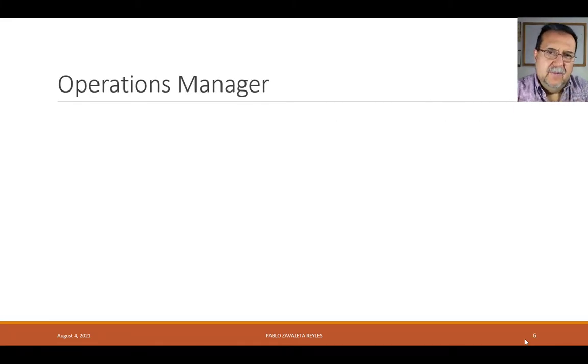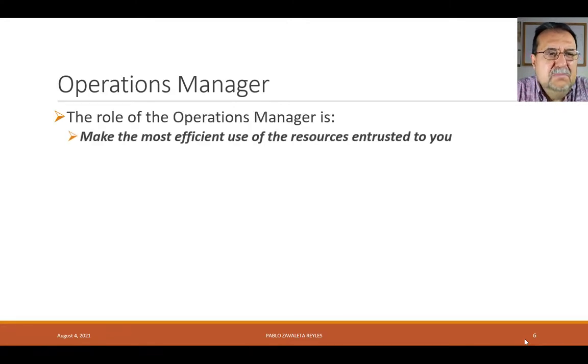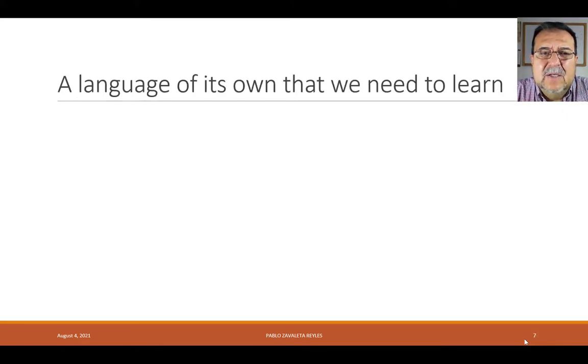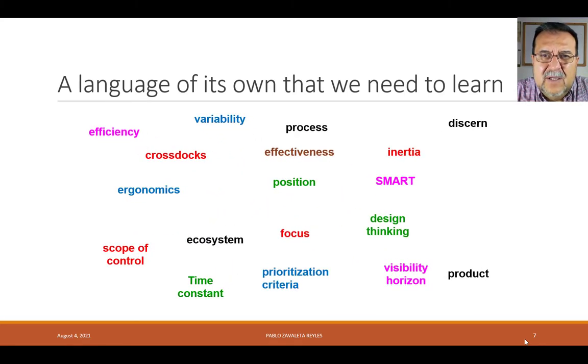Now, let's talk a little bit about the operations manager. What is his role? His role is to make the most efficient use of the resources. And to do that, he must develop a very complex competence that covers efficiency, quality, and competitiveness. And to do that, we will be needing to learn the language of operations. It has all the terms that we need in order to communicate very clearly. And that's one thing that we will be doing along this course.